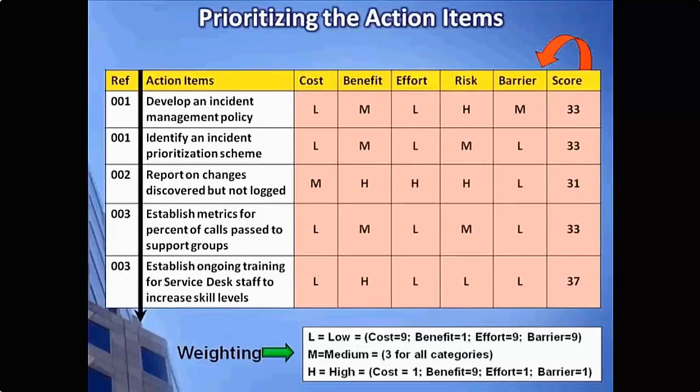Now let's take a look at how we prioritize the action items that we developed earlier. Notice that we're now adding several more columns to our spreadsheet. For this step, we're going to use these columns to identify the cost, benefit, effort, and risk. That risk being what might happen if we don't mitigate the gap, and a barrier to implementing the action item. A fairly simple and recommended approach is to rate each action item under each column, cost, benefit, effort, using a high, medium, or low rating.